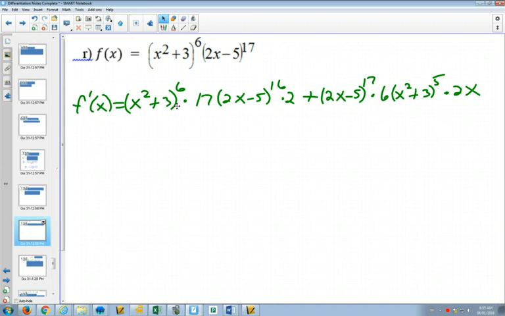Plus, keep the second one the same. Again, we got a power rule there, bring the 6 out in front, subtract 1 from the exponent. And then look inside the function, and again, you can do the derivative of the inside. So we multiply by 2x.